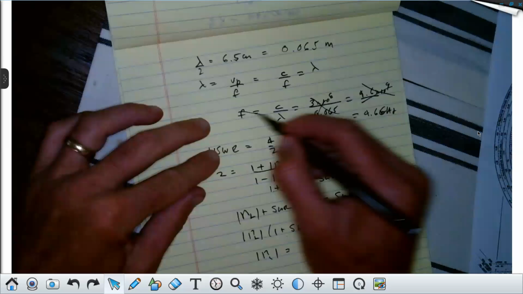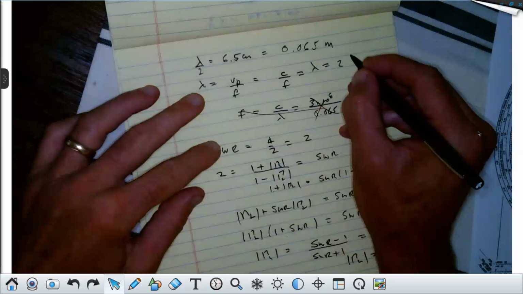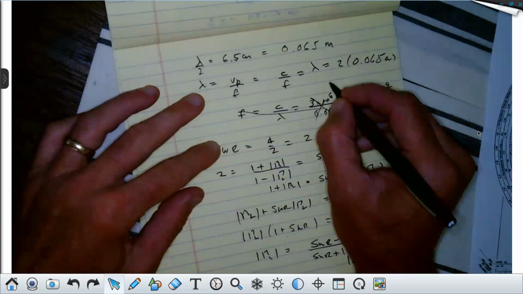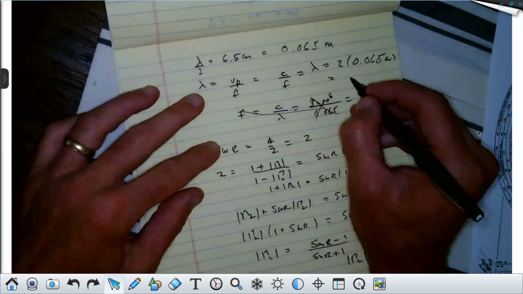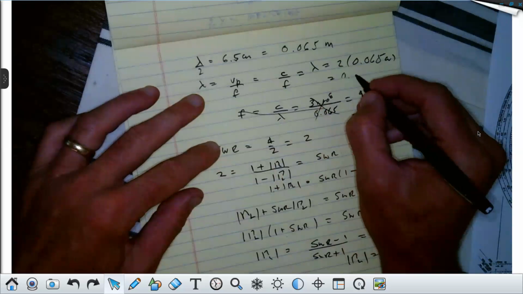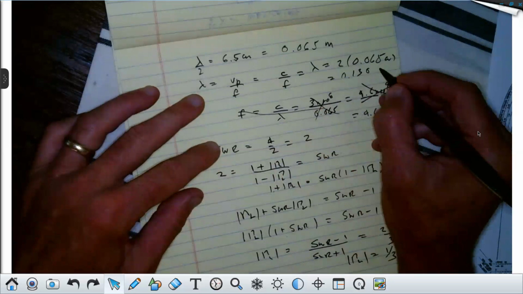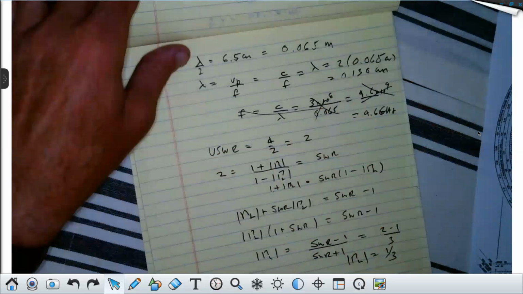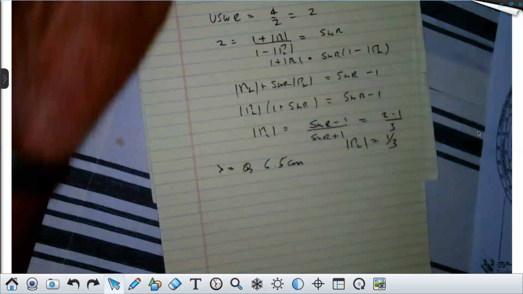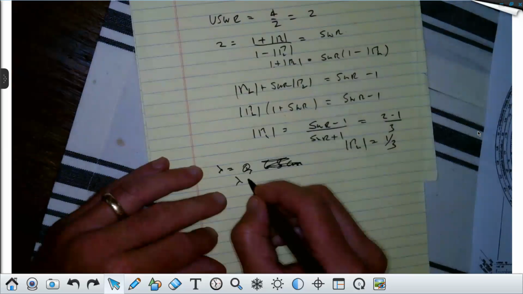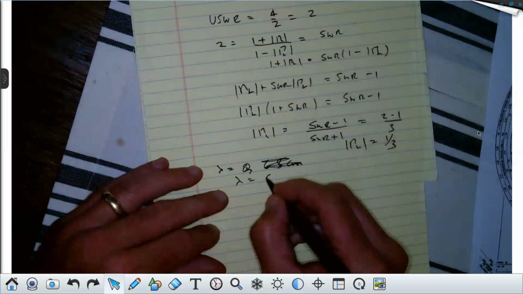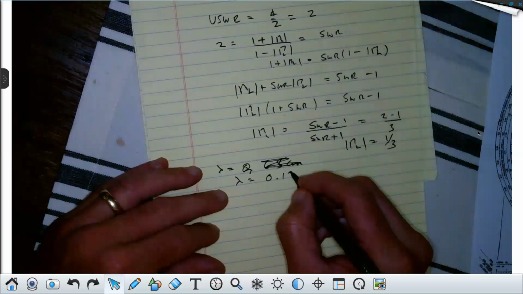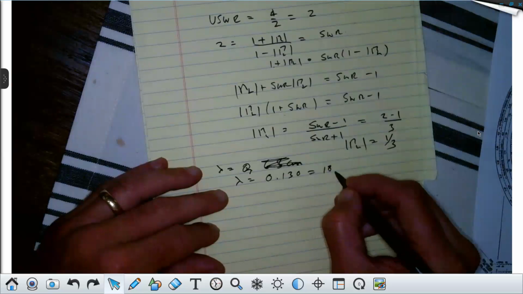Lambda here should be equal to 2 times 0.065 meters, and that's going to be 0.130 meters, right? Class? Thank you for catching that mistake. So this is not true. The wavelength is equal to 0.130 meters, or 13 centimeters.